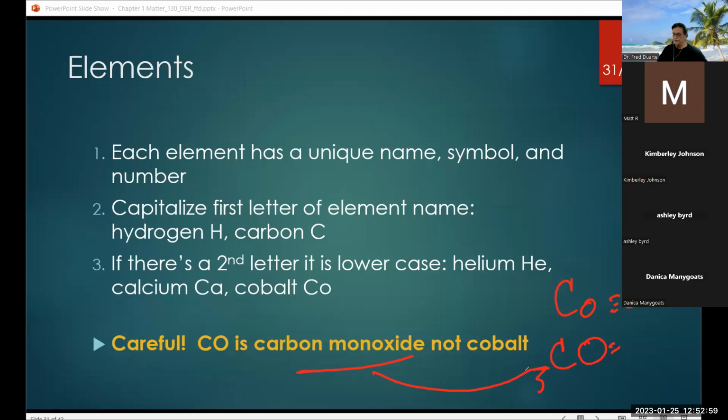Totally different species. Okay? Totally different species. And so if you write the O uppercase and you're thinking cobalt, then I'm sorry, the answer is incorrect. It's carbon monoxide, and we know that carbon monoxide is a gas, a very poisonous gas, totally different than cobalt. Okay, so getting the correct symbol is important for that element. All right.